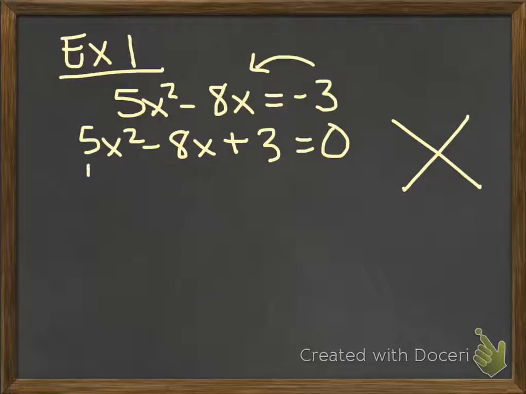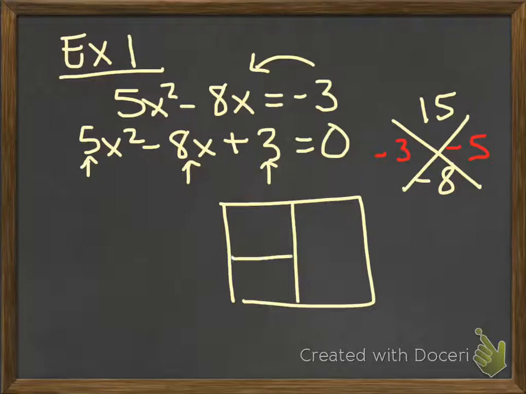We take the first number, 5, times the last number, 3, that's 15. And then the middle number is negative 8. Okay, we find two numbers that multiply to 15 and add up to negative 8. That's negative 3 and negative 5. So this is factorable. So then you're going to do the box.